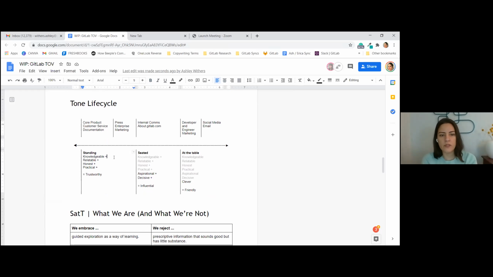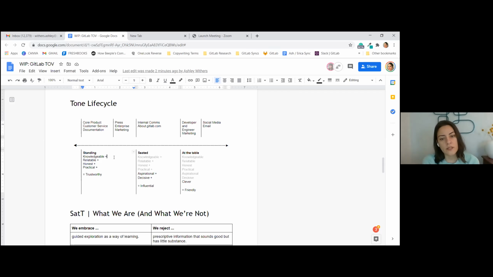So I laid it out in the same way as the design. Looking back at the tonal spectrum, we have standing, seated, and at the table. Basically, I've taken the words that you had introduced before. I tweaked them just a little bit because I wanted to show, instead of just saying friendly, what are the exact traits that would embody this type of quality. Same with trustworthy. If you say trustworthy, that could mean so many things. So I wanted to say this plus this plus this equals this. That's where I'm coming from with knowledgeable, relatable, honest, practical.